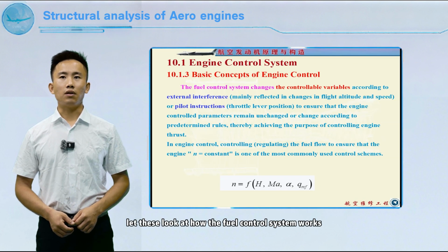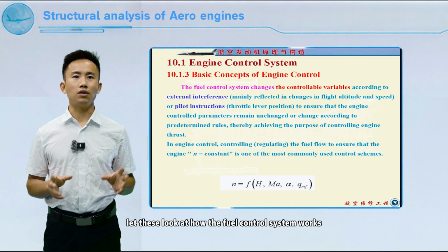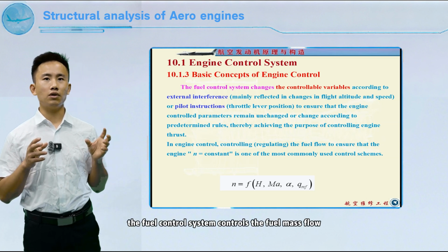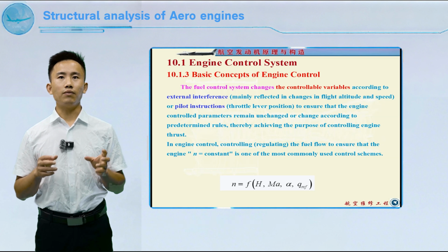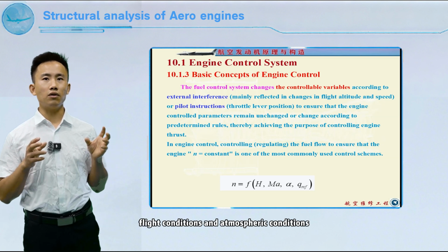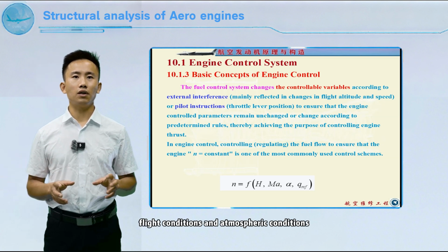Next, let's look at how the fuel control system works. The fuel control system controls the fuel mass flow according to a predetermined control scheme based on the throttle position, flight conditions, and atmospheric conditions.